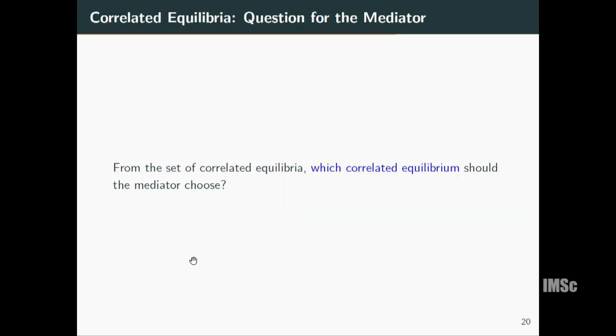The next question that we want to ask is, we have seen in the last example, the traffic example, you had too many correlated strategy equilibria. The question that we want to ask is which correlated strategy equilibria is a good correlated strategy equilibria, and what properties should we look into in the correlated strategy equilibria.